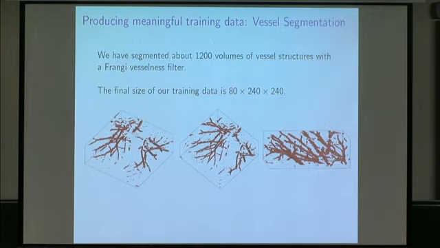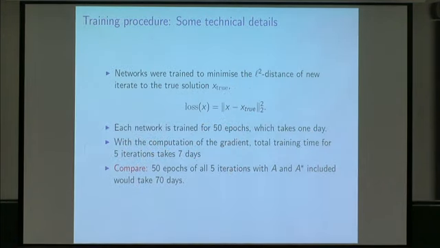Here you see very crude segmentation of the vessel structures. There might be some artifacts from the segmentation, but those are just smaller structures in your target, so that's fine as well. So we learn here how to reconstruct those vessel structures. And then we got 1,200 volumes of 80, that's the depth, and 240 times 240, that's basically the resolution of our scanner. For the training, we minimized the L2 distance and trained each network for 50 epochs.